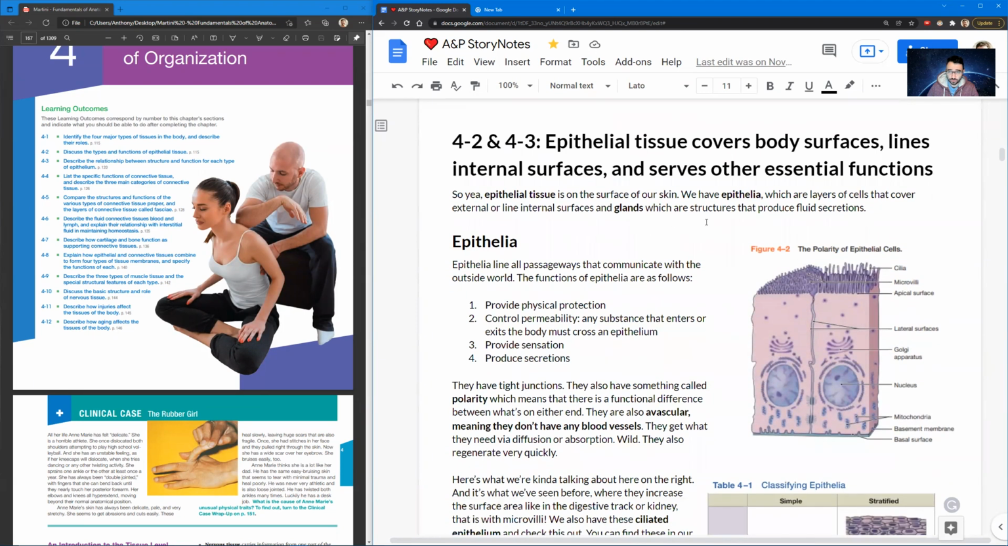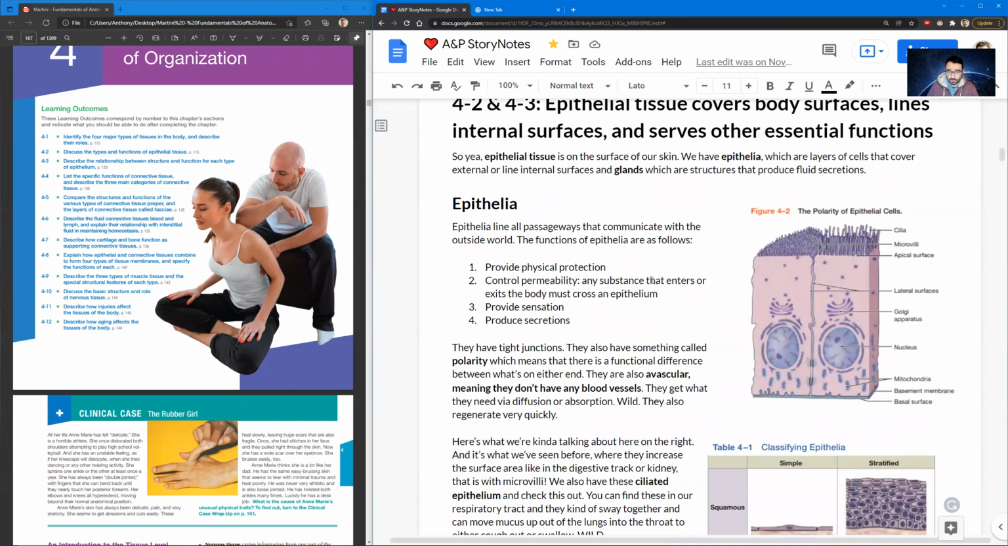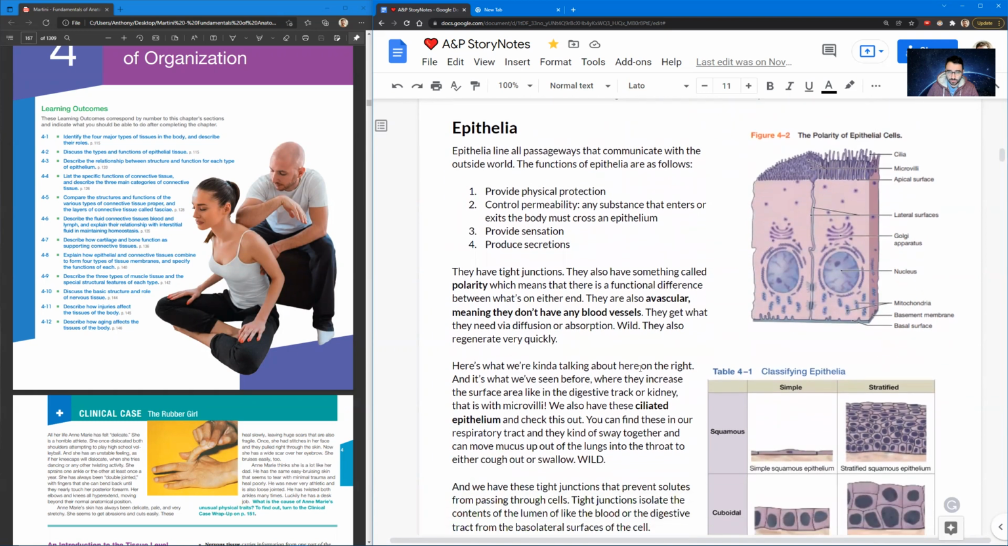So this is on that surface of the skin. All right. They also line internal surfaces of glands, like sweat glands, for example. The function of epithelia are they provide physical protection, again, like your skin. They control permeability. So it's like, you jump in some water and your skin's going to prevent the water from entering your body. Provides sensation and produces secretions.